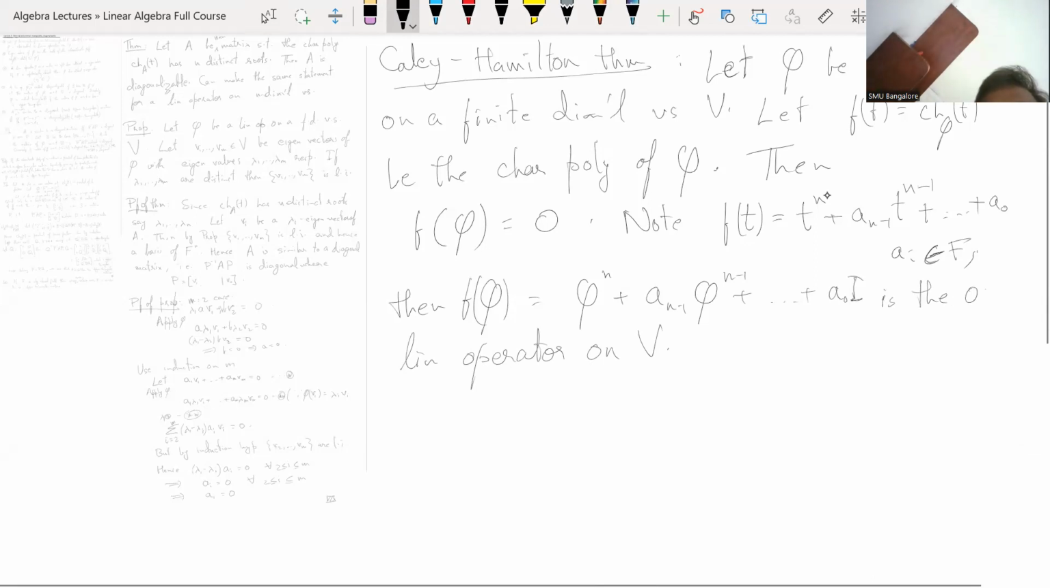Equivalently, since we'll prove the matrix version, I should write down the matrix version: A is an n cross n matrix and f of t is the characteristic polynomial of T.